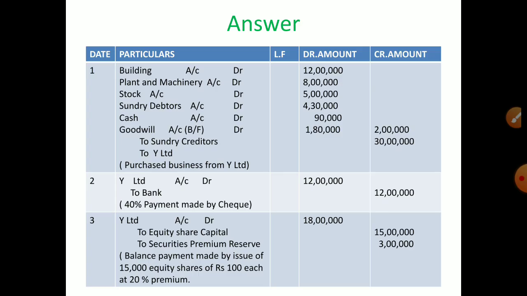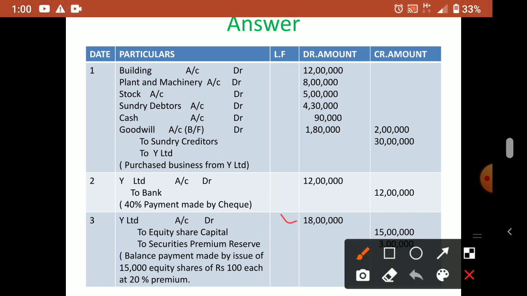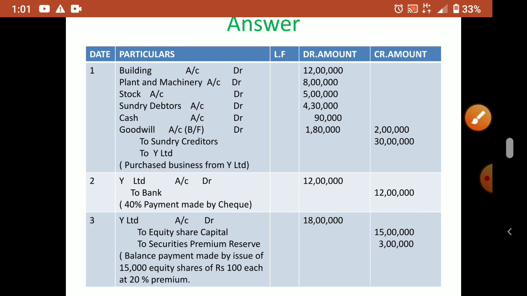Okay, now come to the answer. So 15,000 shares we have to issue. So Y Limited anyway 18 lakh only, understood? No, for 30 lakhs we paid how much? 12 lakhs already paid, so that is why 18 lakhs remaining, for that we have to issue shares. Okay, so 15,000 into 10, how much? 15 lakhs, then 15,000 into 20, 3 lakhs that will come. Okay, so this way you have to pass when assets and liabilities given separately.